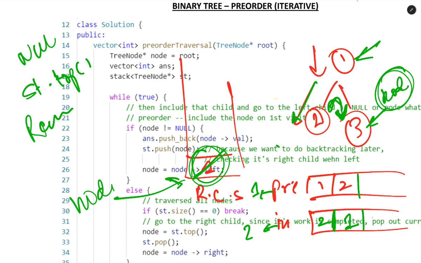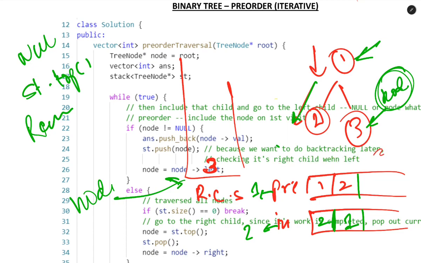Now my node is pointing here. Since 3 is being visited for the first time, I will say, hey, you are being visited for the first time, so I should add you to my stack. So I have added 3 to my stack. Now I will go to its left child, and the left child is null. Now my node will be pointing to null. After it's pointing to null, I will say okay, remove it.